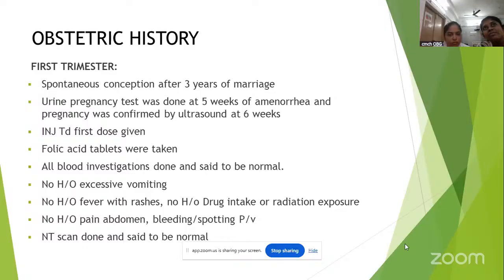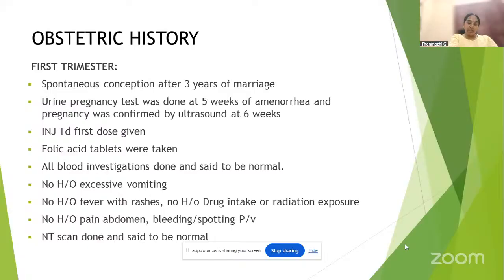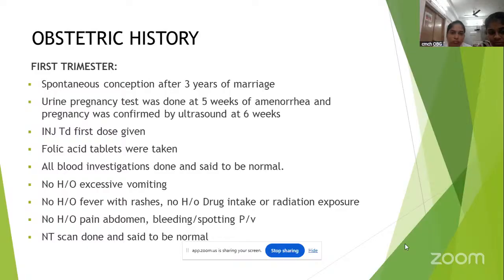During the first trimester, does it have any impact? No, ma'am. Second trimester: excessive weight gain, bilateral pedal edema, ma'am. Excessive weight gain, is it relevant to our case? No, it's not like that. Pedal edema, okay.